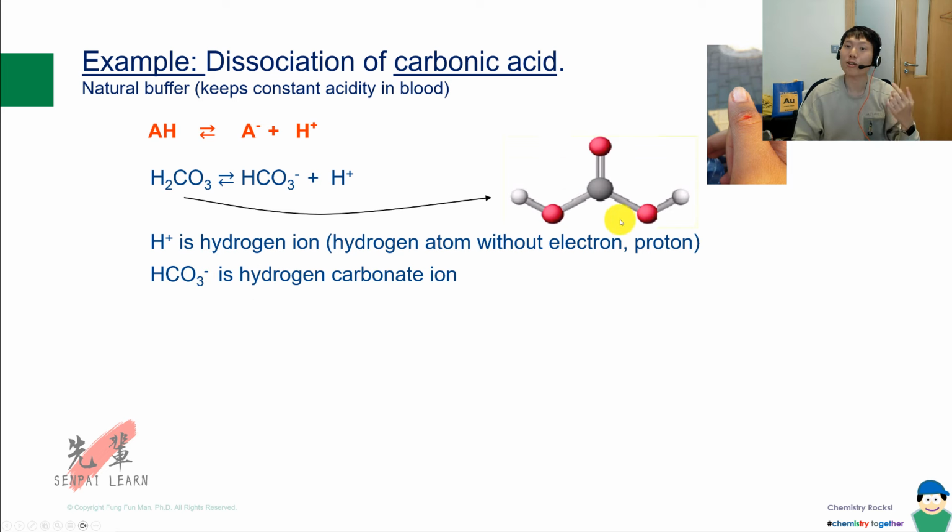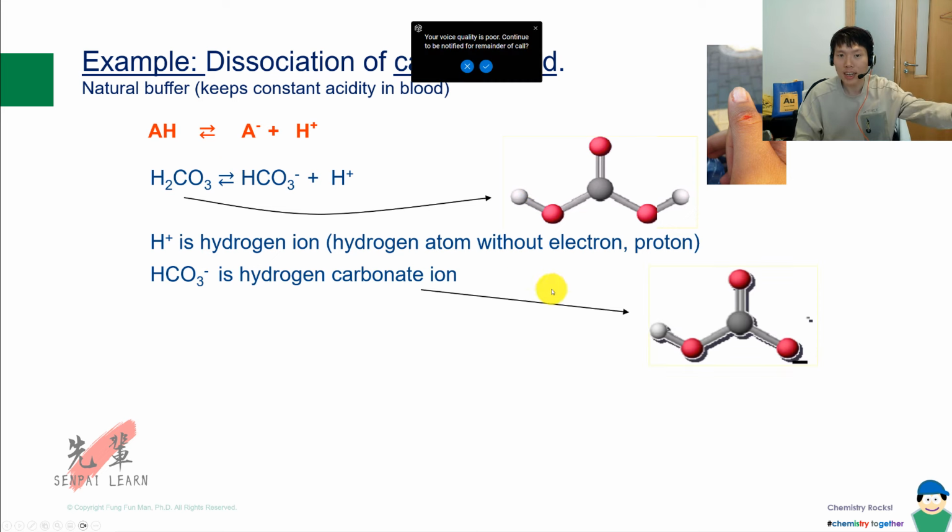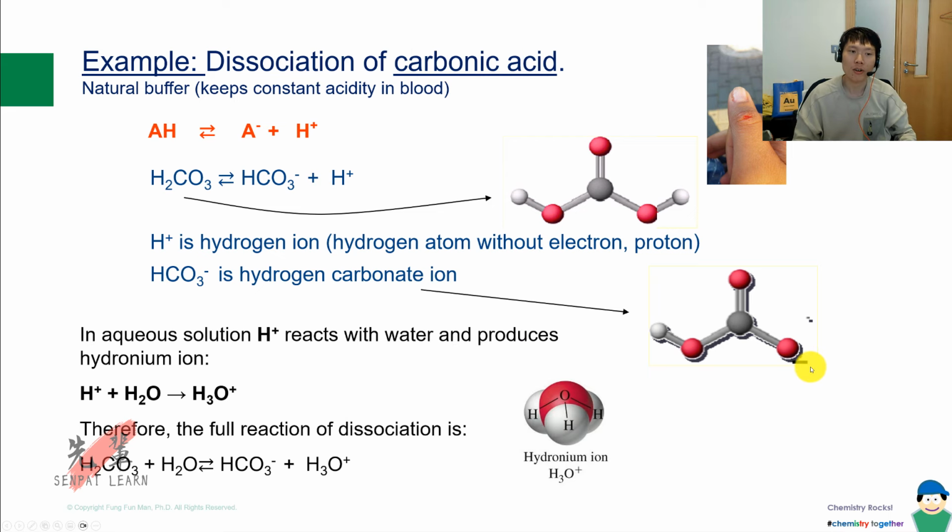Okay, and this looks like the structure here for H2CO3. And once it loses the H plus ion, you get this structure here with oxygen taking a negative charge. So in the aqueous solution, right, the H plus does react with water, right? Because the lone pair on the oxygen grabs the H plus and forms this hydronium ion, H3O plus ion. Okay, H3O plus ion, it looks like this.